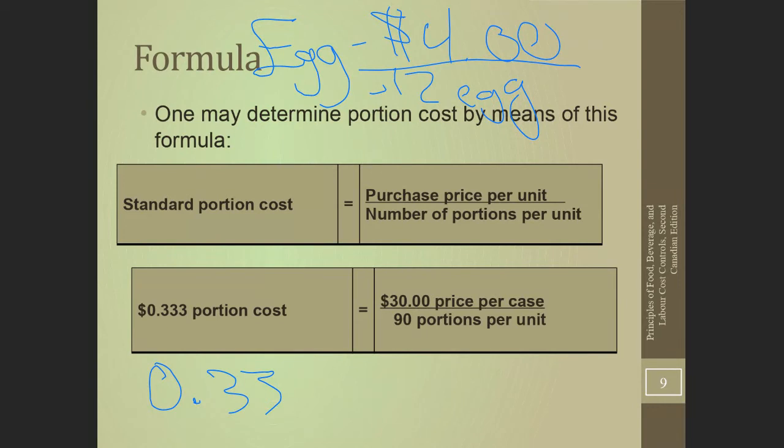Now, what if you're looking at this formula here? What does this formula not take into consideration, or explicitly take into consideration? Yes, absolutely, the yield. If you're using this particular formula, when you're dividing, the number of portions you include should take into consideration the yield. Otherwise, this will be the cost per portion that doesn't take into consideration the yield.